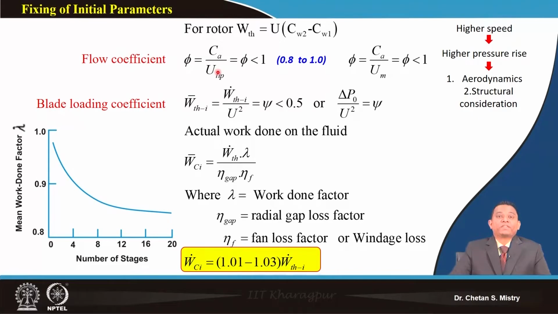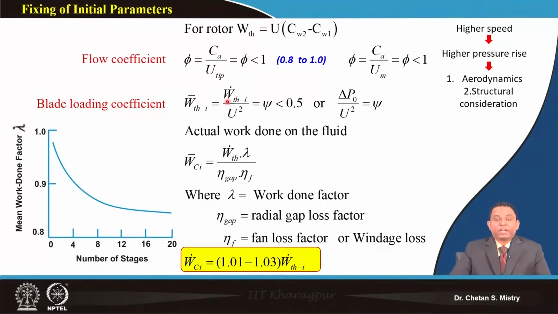This peripheral speed is defined as pi into d into n by 60. That means it also decides the rotational speed and the diameter. So this one parameter, the flow coefficient, is a very important parameter. Let me introduce the second parameter, defined as the blade loading coefficient.